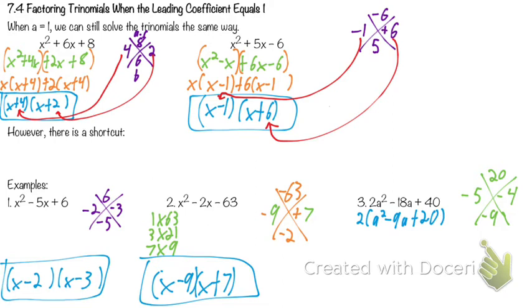So now we can use the shortcut. We still have that 2 out in front. But our first parentheses, not x, but a now, because a is our variable, a minus 5. And our second parentheses, a minus 4. If you have those parentheses flip-flop, that's okay. If you have the a minus 4 first, the a minus 5 second, that's fine. It's the same answer.